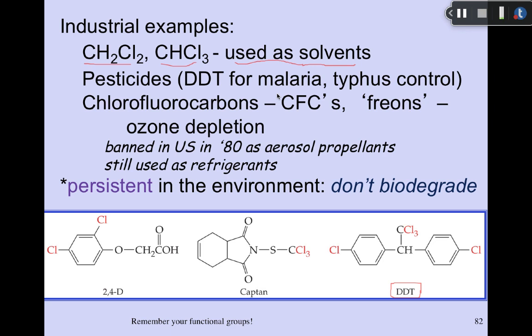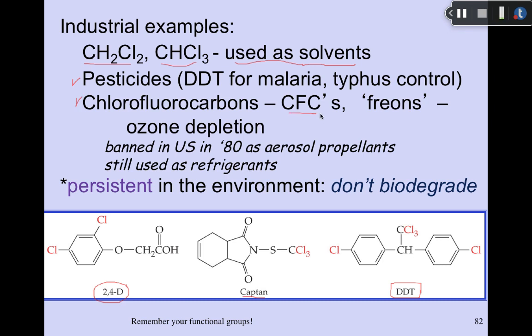It caused a lot of problems in the food chain, and in an ecological sense was nearly responsible for the demise of the American bald eagle for a long time. Thankfully, they have recovered. So pesticides include some of these chlorinated compounds. If you're a farmer and you know about these things, you might have heard about 2,4-D, and I'm not quite so sure where Captan is familiar, but they all have chlorines in them.